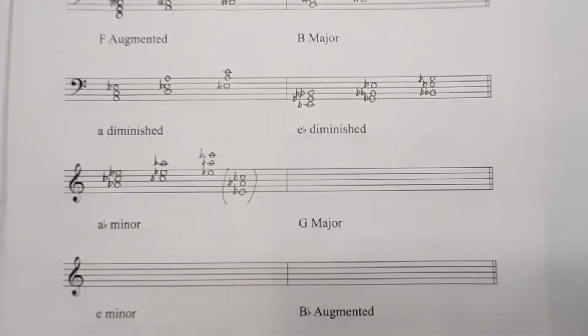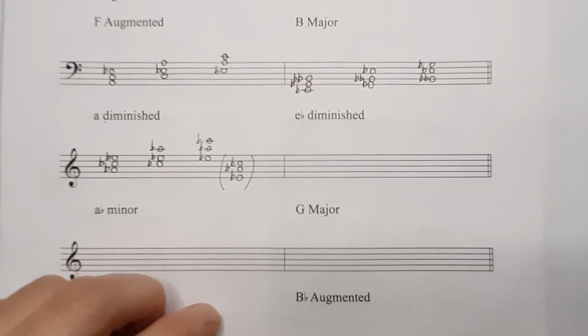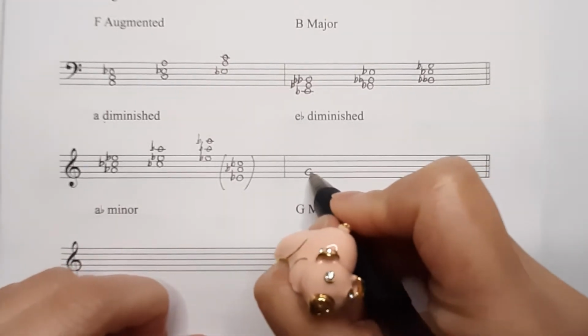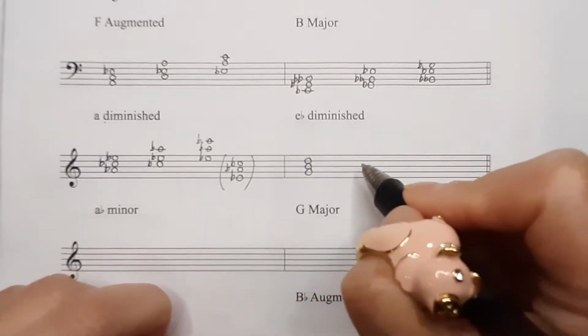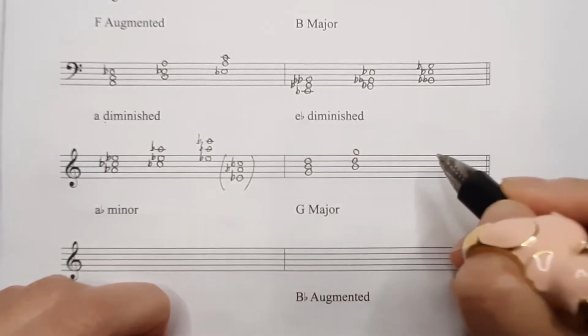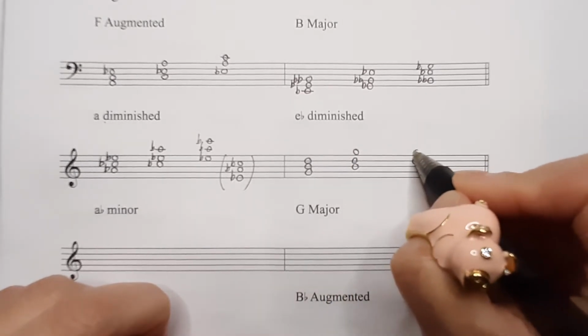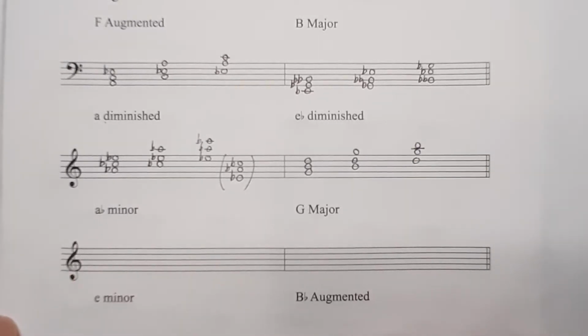Okay, how about we do G major? G, B, D. This is G major triad. Switch that to the first inversion, B, D, G. And the second inversion, D, G and B. Yay, we got it. Okay.